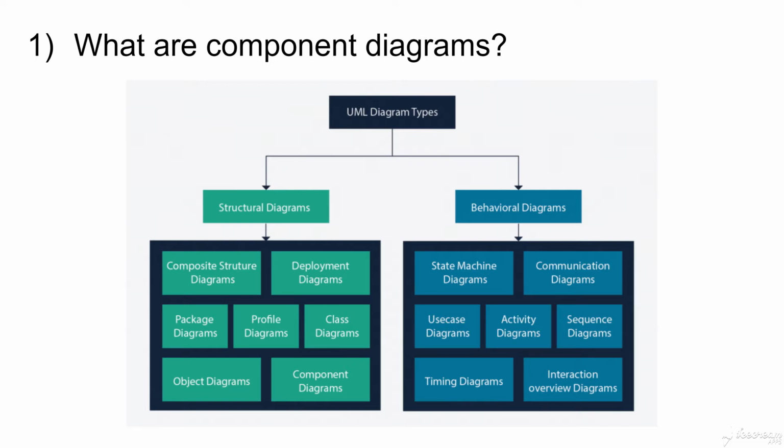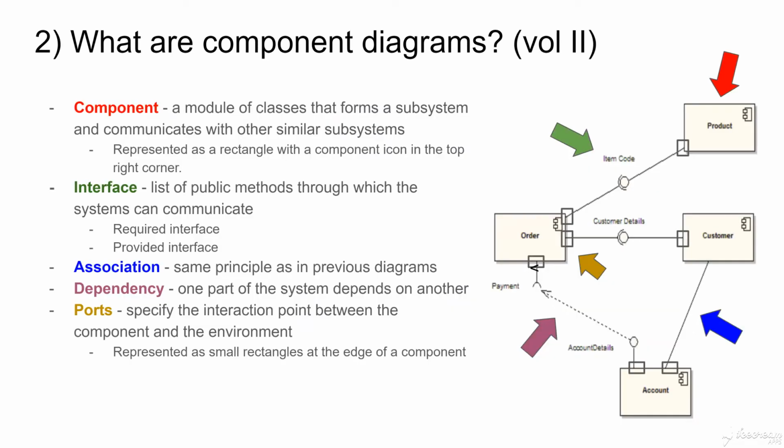As you can see on the slide, they are categorized under structure diagrams right next to the already familiar object and class diagrams. Component diagrams can be seen as one step up on the abstraction ladder in comparison to the class diagrams, as each component can be implemented by one or more classes. Here you can see an example of a component diagram, to which I've added some colorful arrows to point out the parts I'm talking about.